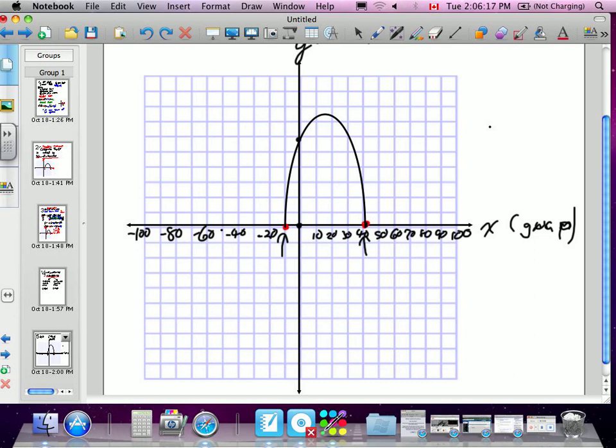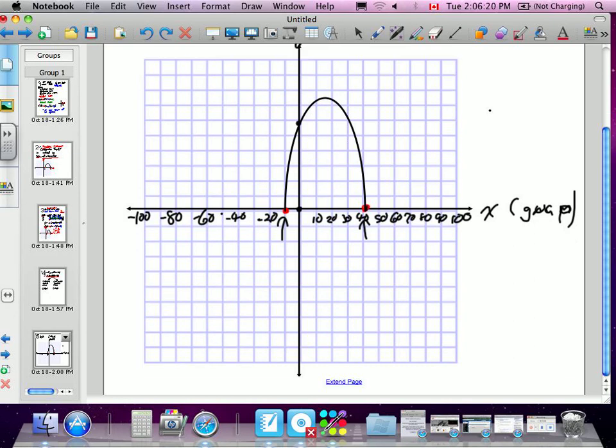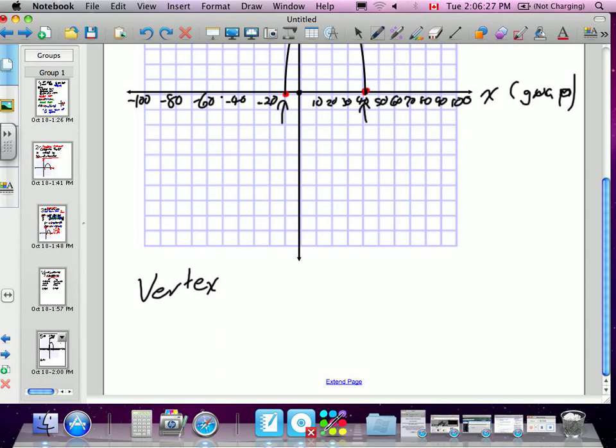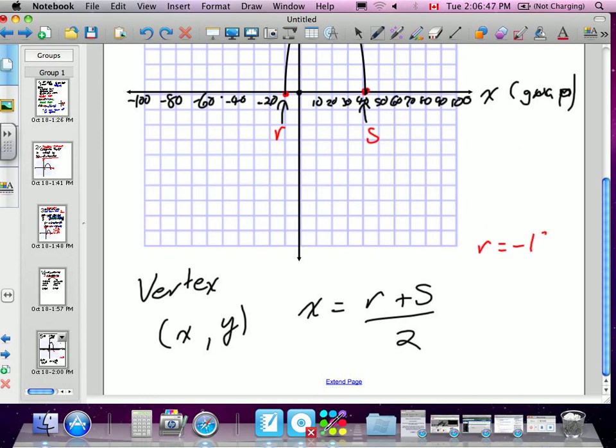To find a vertex, okay, so vertex, to find the x value of the vertex, so a vertex has an x and a y. The x value of the vertex is equal to r plus s divided by 2. Okay? So we have our r and our s right now. We're going to say r was our negative 10 and s was positive 40. We're going to plug those values in to find the x value of the vertex.